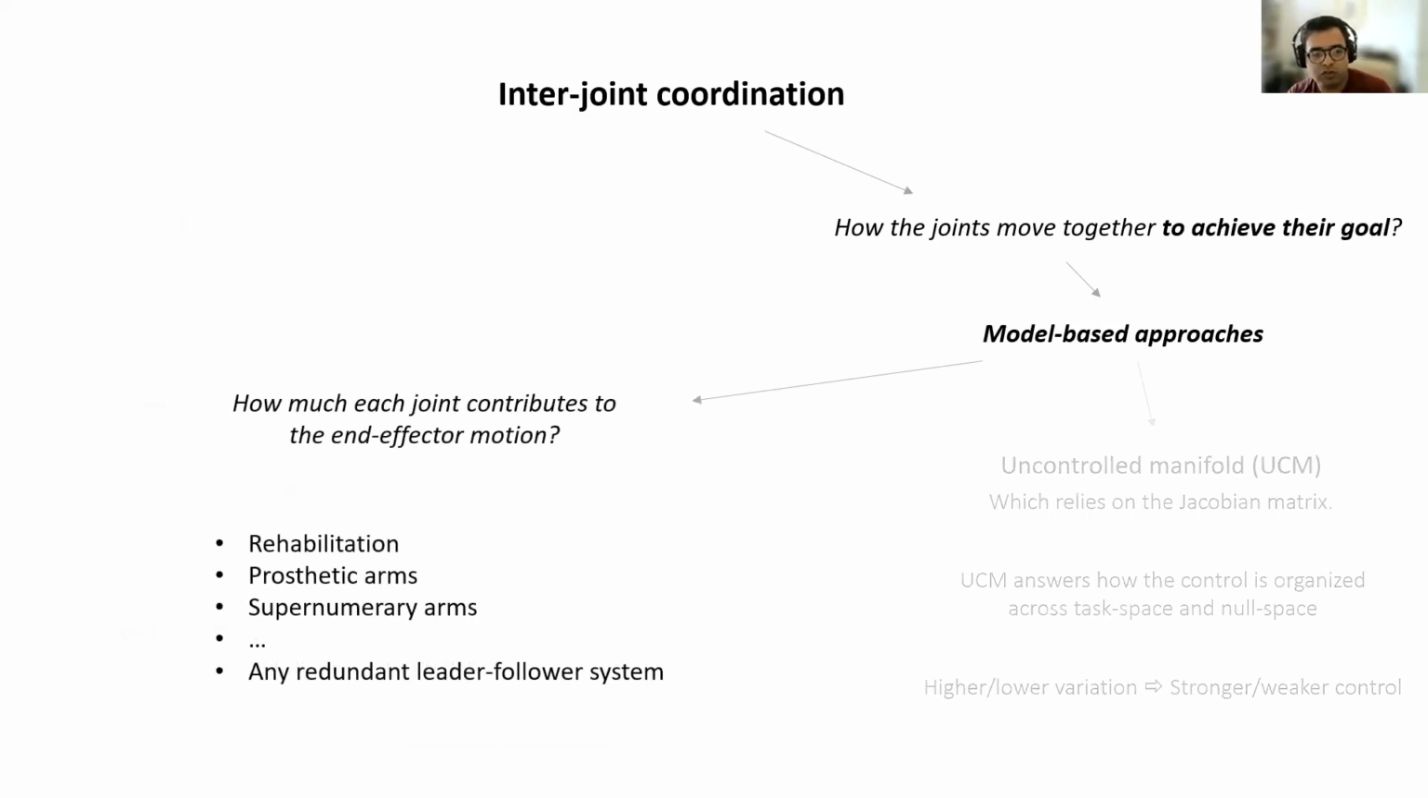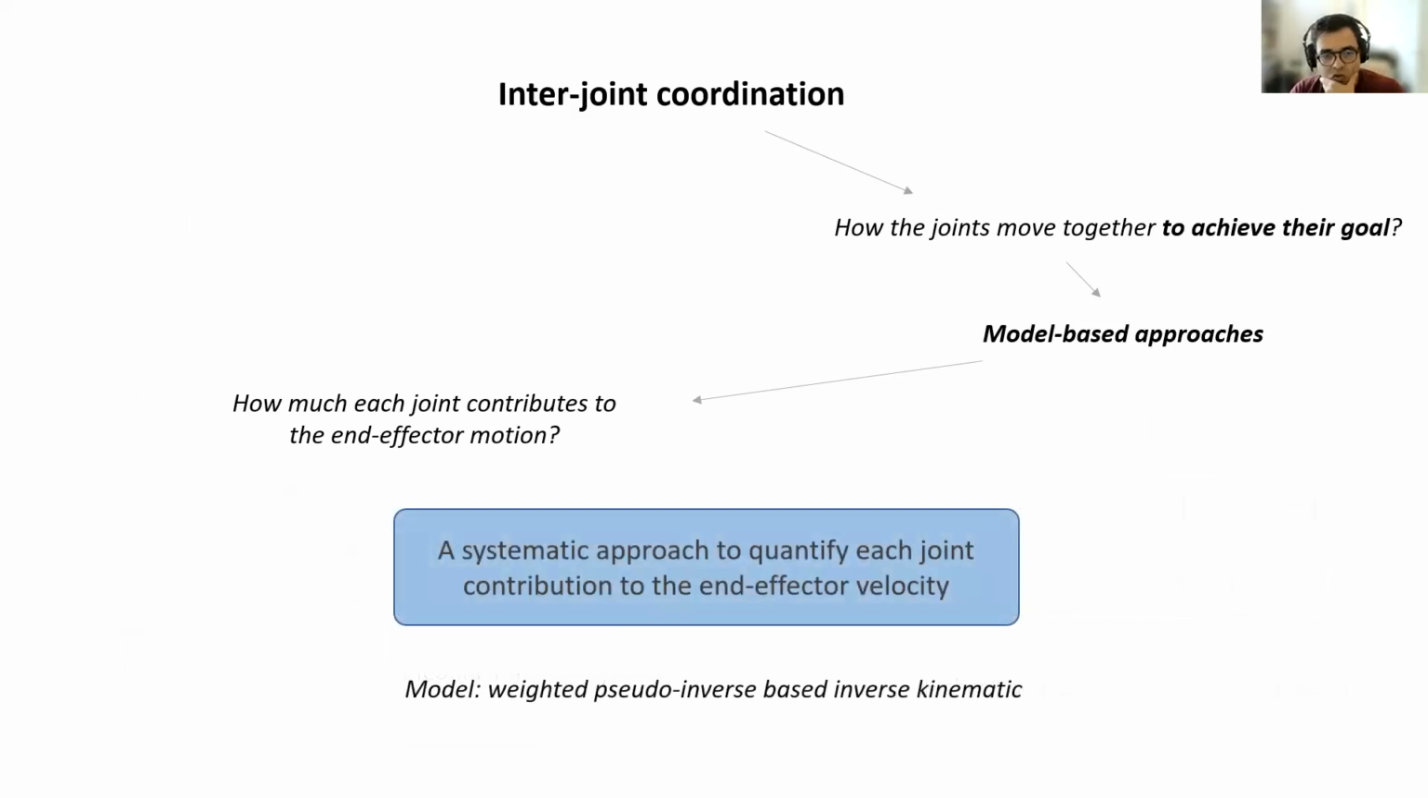So for me it was more a question of how these joints contribute to move the end effector. And the motivation is that answering this question would be very helpful for rehabilitation and the prosthetic arm that I showed before, and any other system of a leader-follower setup.